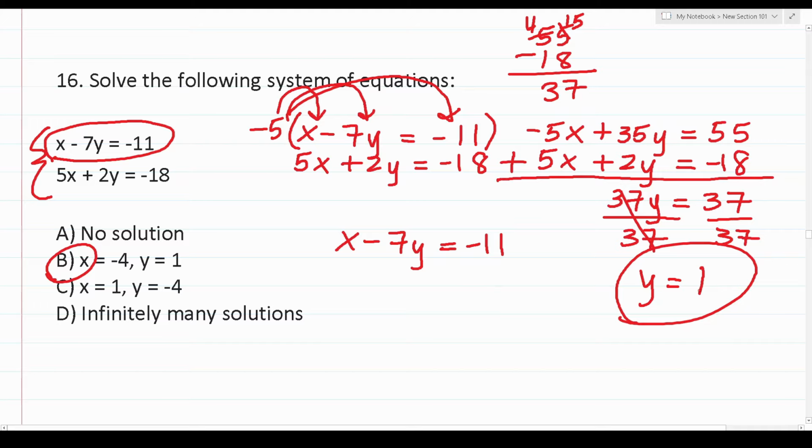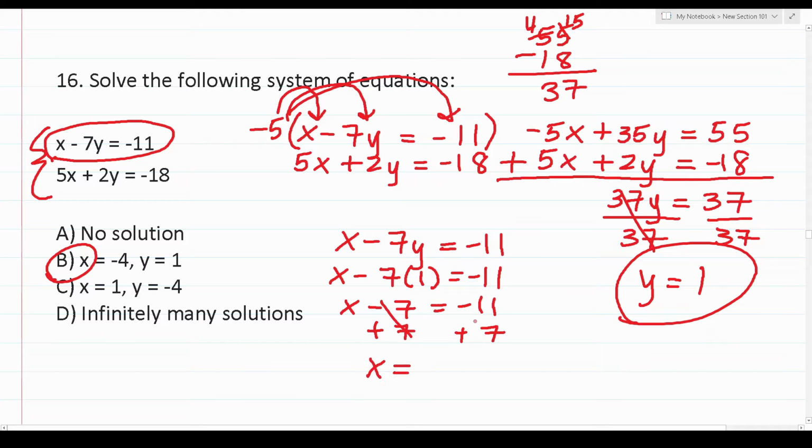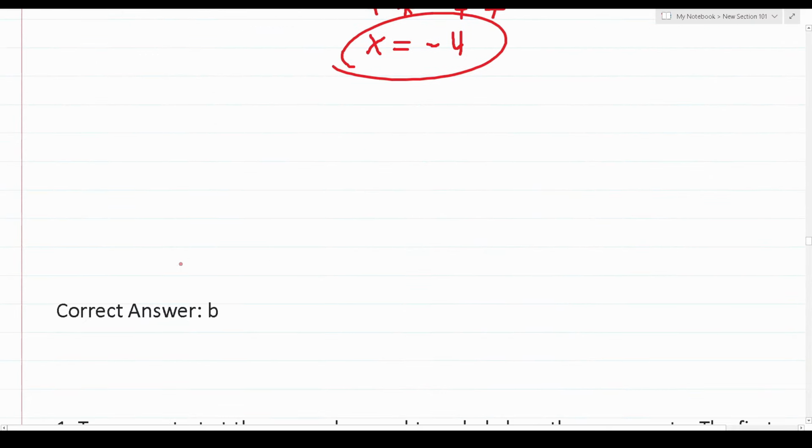Again, I now know that y is 1, so this becomes x minus 7 times 1 equals negative 11. Let's work this out. This becomes x minus 7 equals negative 11. Let's add 7 to both sides to get x by itself. This crosses out, leaving you with x equals, what's negative 11 plus 7? That's going to be negative, well, 7, 8, 9, 10, 11. That's going to be negative 4. So we know x is negative 4 and y is 1, which is in fact answer choice B. All right, so that's that one.